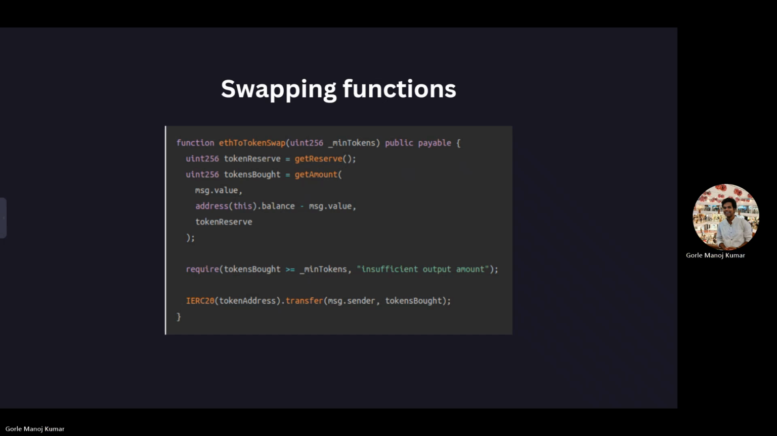Get reserve, token reserve, which is the current supply of token in the contract. We'll use this for determining the quantity of tokens to actually give back to the user, which is calculated very conveniently in the function get amount. What we just saw: del y is equal to y del x by x plus del x. So this is what the tokens bought variable stores. And what does it need? Going back to the function.